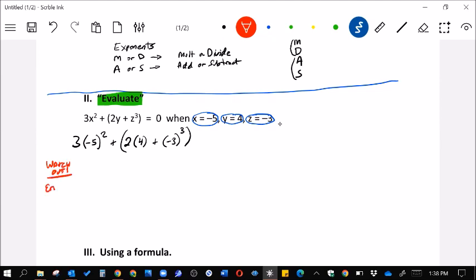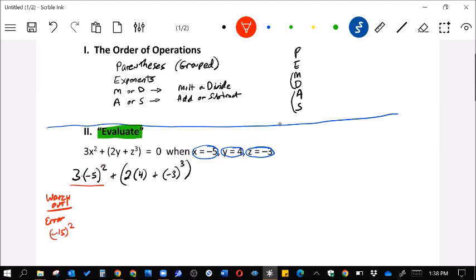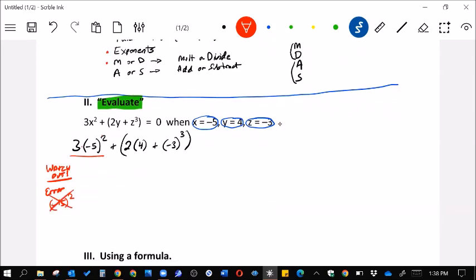Here's an error that people tend to make right at this point. They would look at this and they would say, oh, 3 times -5 is -15, and then we're going to square that. Oh, that means that they multiplied before they did the exponent. And last I saw, exponents come before multiplying. So therefore, that's an error. Don't do that. Watch out for that. It's very common. It happens a lot, and I don't want to see you make a mistake because of that.